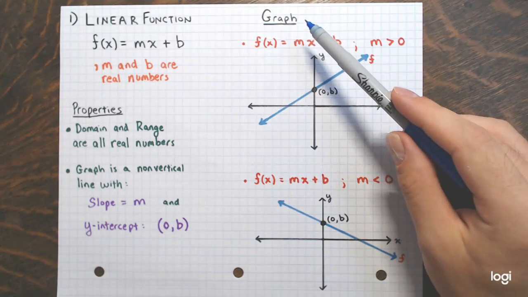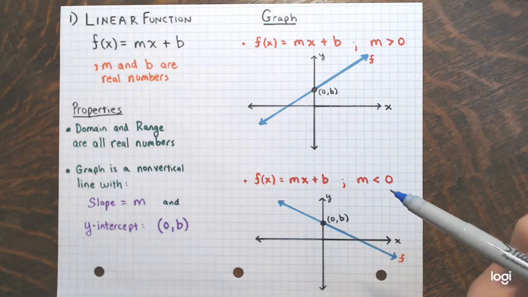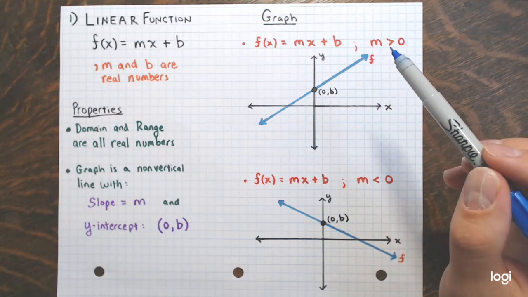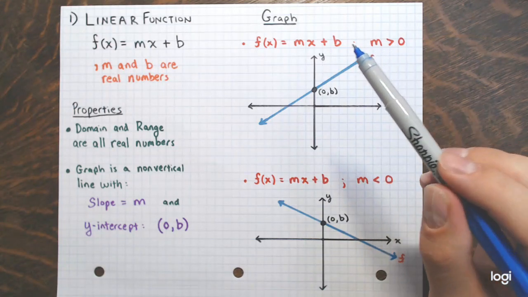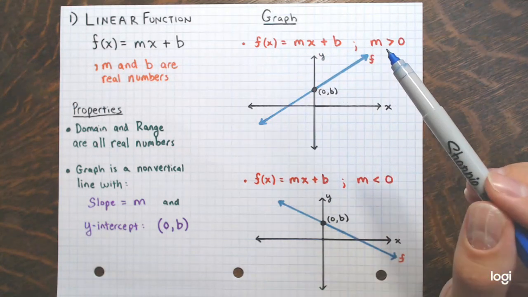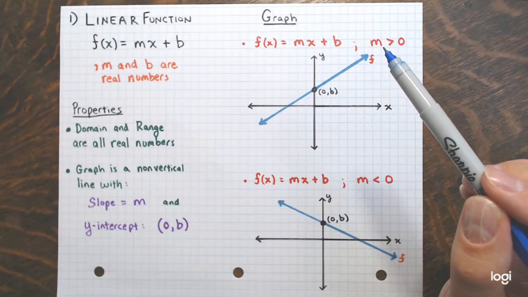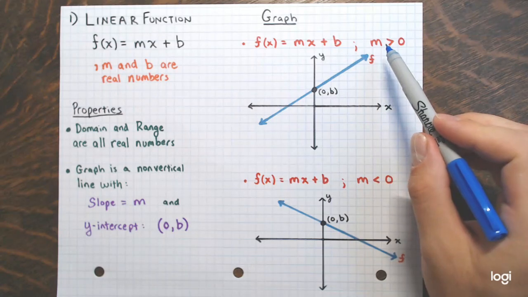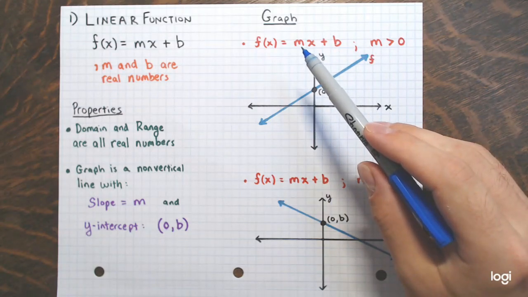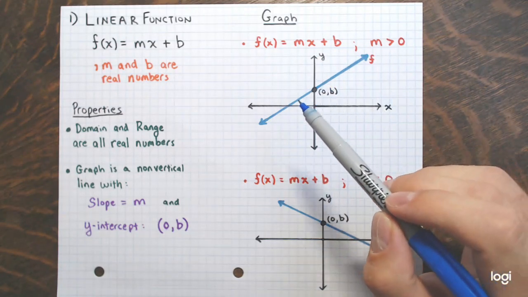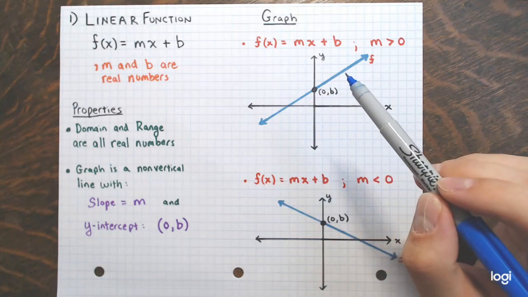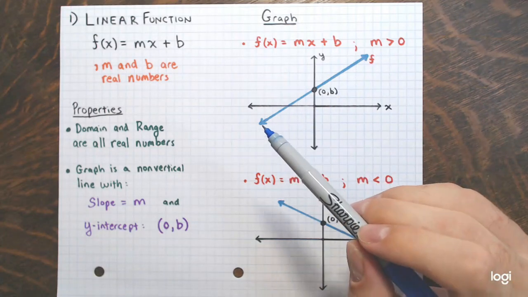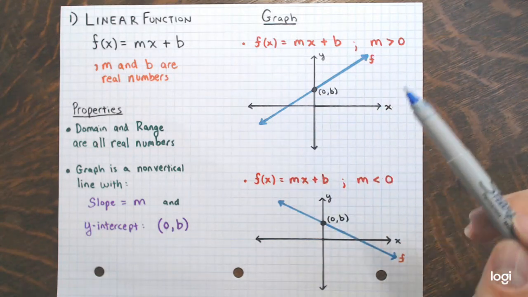Alright, and then the general graphs of these linear functions. I broke it up into 2 cases. One where the slope is a positive number, so f of x equals mx plus b, where m is a positive number, m is greater than 0. If a linear function has a positive slope, the graph of that line will go upward as you move from left to right, will rise as you move from left to right.